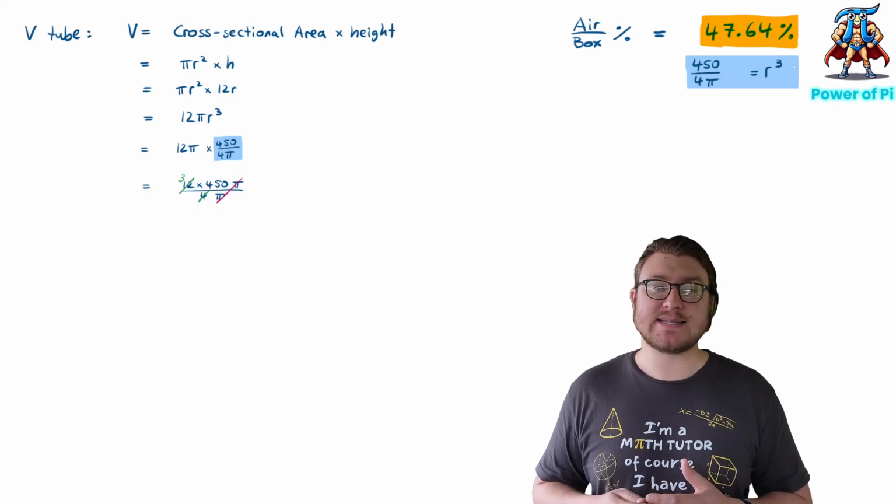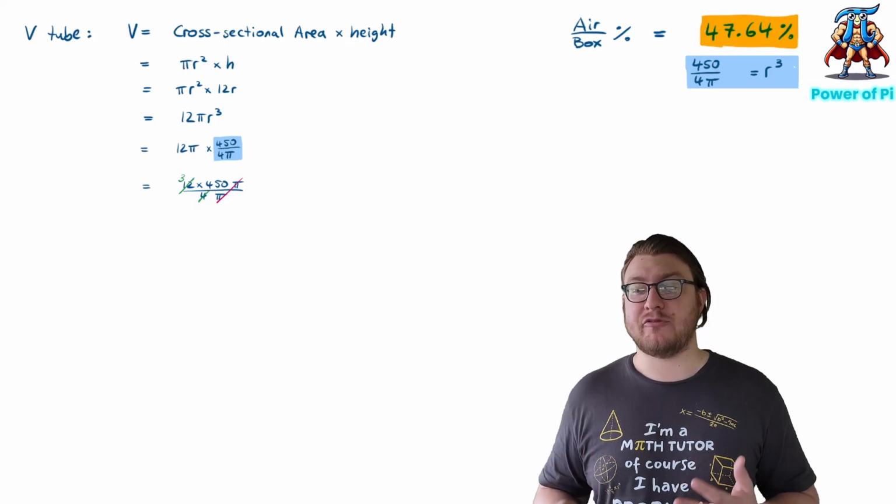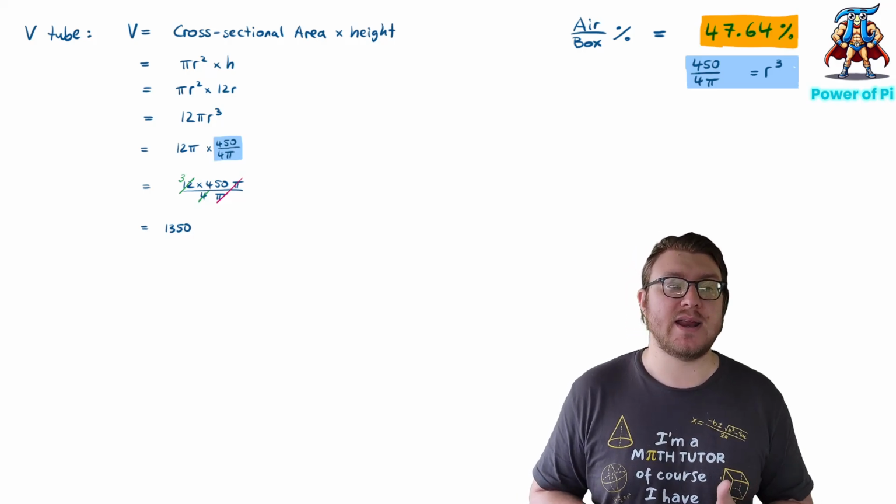But again, we know what r cubed is, so let's replace it with our 450 over 4 pi. Well, here we can cancel out the pi's, they're divided by each other. That makes 1. We can divide 12 by 4 to give us 3. Or you can just put this whole calculation in the calculator to get your answer.